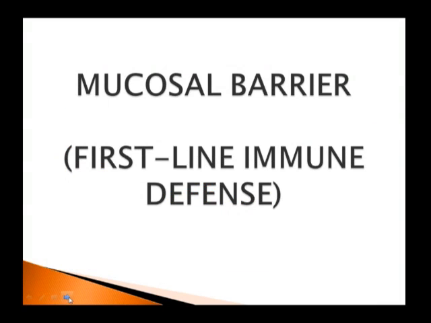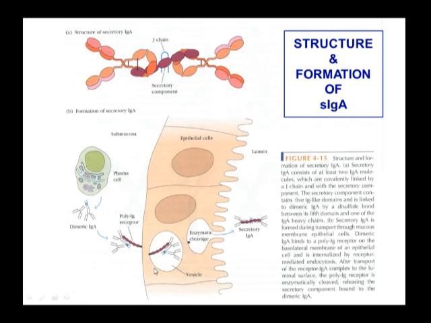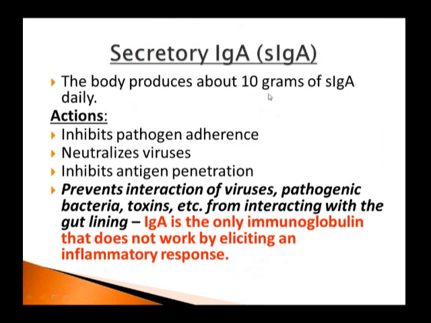Now let's shift gears here and talk about what's called the mucosal barrier, the first line immune defense. Many individuals don't realize that the surface lining of the digestive tract is actually the largest immune organ in our body and one of the most important. And the mucosal barrier, or the intestinal lining, is bathed in mucus, and in that mucus is this particular antibody called Secretory IgA. Our body produces up to 10 grams of Secretory IgA daily. The actions of Secretory IgA are to help prevent against pathogens gaining access into the bloodstream.